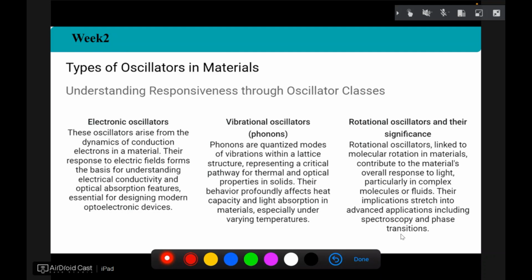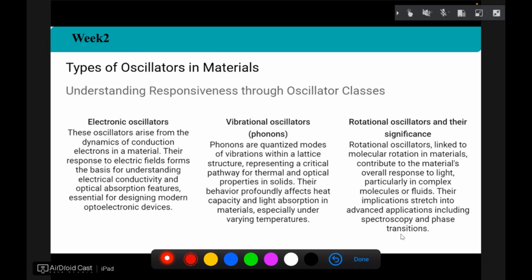Then there are vibration oscillators. If there is a lattice vibration, then we say it's a phonon. The quasi-particle is the phonon. Phonons are quantized modes of vibration within a lattice structure, representing a critical pathway for thermal and optical properties in solids. Their behavior profoundly affects heat capacity and light absorption in materials, especially under varying temperatures.